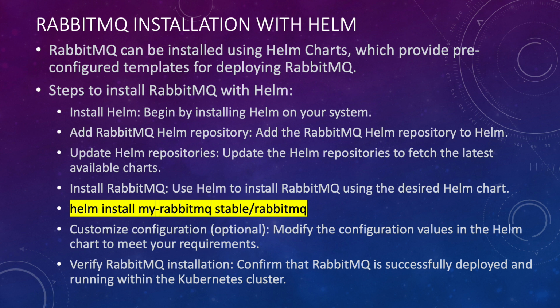Now you're ready to install RabbitMQ. Use Helm to install RabbitMQ using the Helm chart. Helm will handle the deployment and configuration of RabbitMQ based on the chart's template. If needed, you can customize the RabbitMQ configuration by modifying the configuration values in the Helm chart. This allows you to tailor the deployment to your specific requirements.